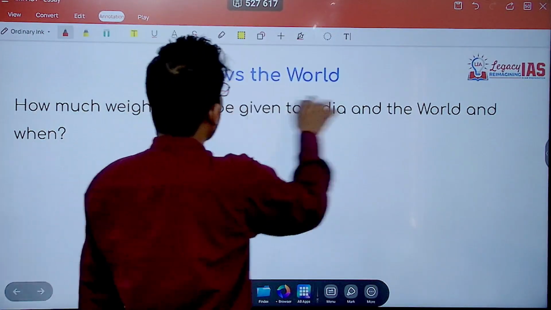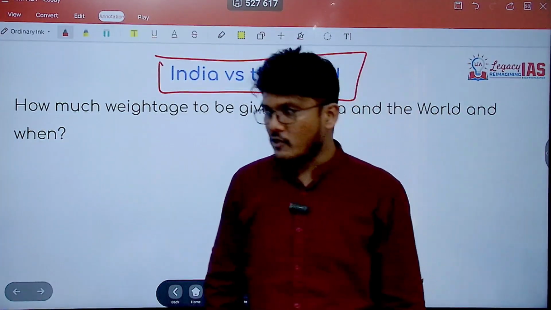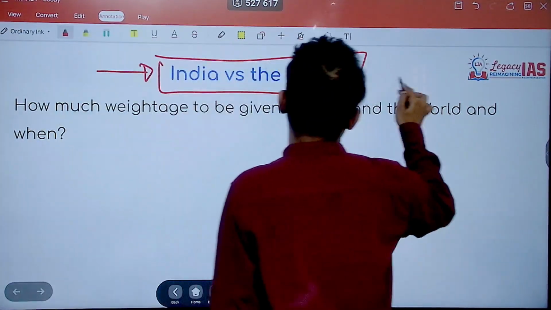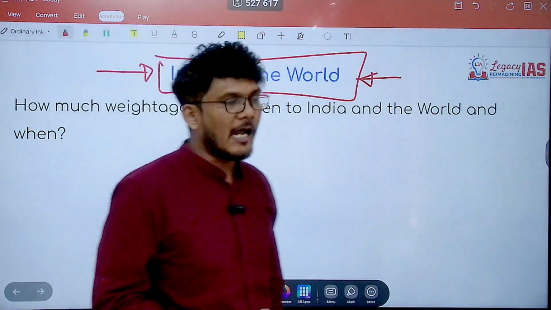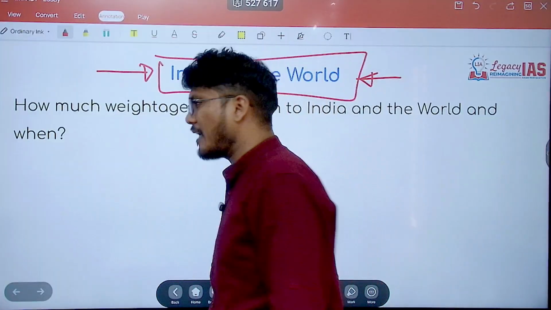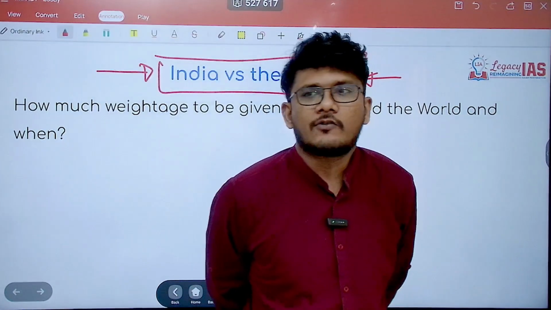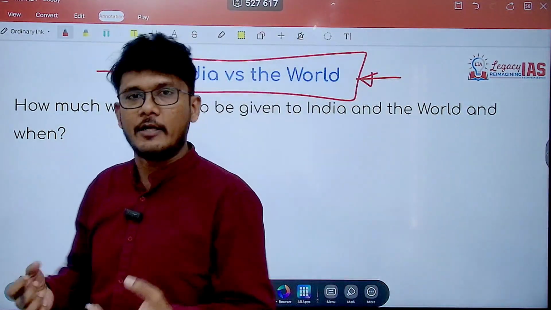Now, a very important question again with respect to the structure of your essay. The question is how much weightage you should give to the pointers related to India and the pointers related to the world. Now, this question may not arise in all the essays, but in some of them. For example, if an essay is talking about India only, for example, democracy of India, then of course the entire essay is restricted, limited to India only.